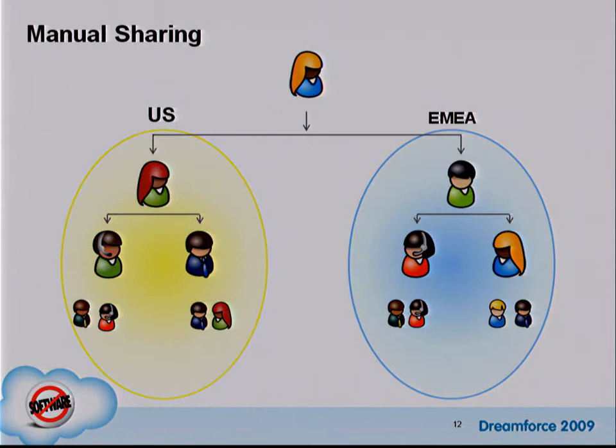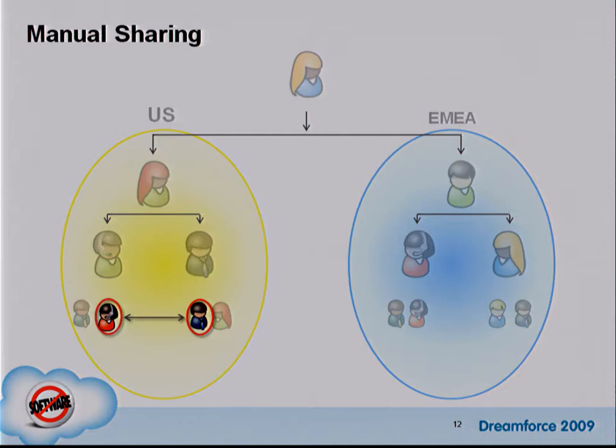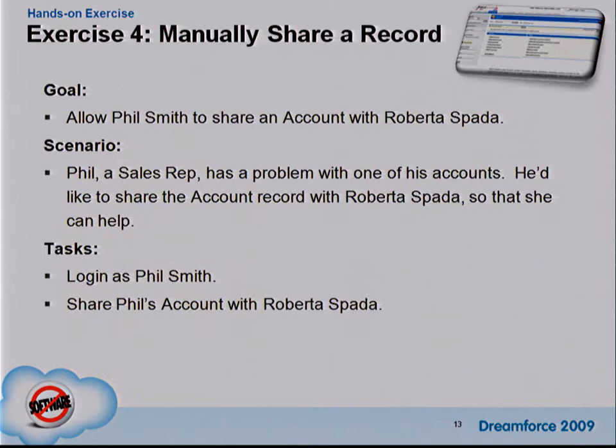So we've taken a look at org-wide defaults, we've taken a look at role hierarchy, and we've taken a look at sharing rules. What happens if you want to share out one record at a time? This is something that we call manual sharing. Manual sharing will provide one-off access to a record. Now, when I say one-off, it's not that a person can only see it once and that's it, but we mean you're sharing one record at a time. And this gives you that flexibility. All right, let's take a look at our next exercise.